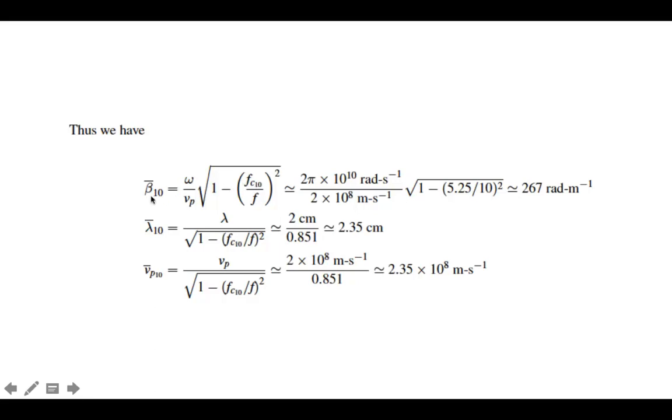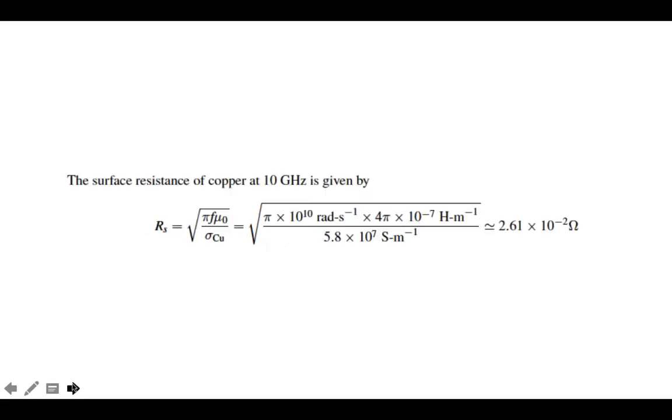So to find beta in the guide, we take normal beta, which would be omega over phase velocity, and we multiply by this guide factor. To find lambda in the guide, we take normal lambda, which would be lambda outside of the guide, and we divide by the guide factor. And then to find phase velocity in the guide, we take phase velocity outside of the guide, and we divide by the guide factor. So that's just sort of the approach you take in order to find the things in the guide.